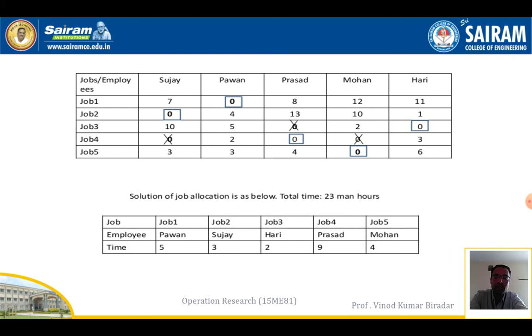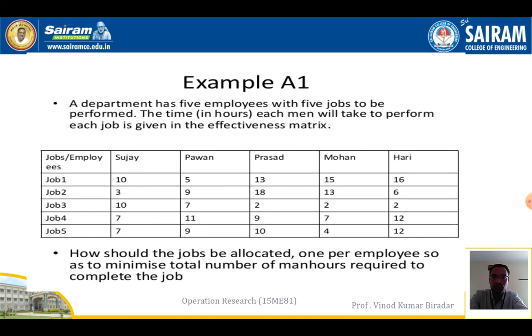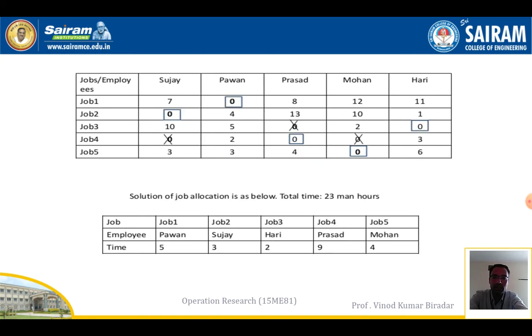After this, the time is given in the given question. For job 1, Pawan's value is 5. If you want to check, check job number 1 in the given question. Here see job number 1 Pawan, the assigned value is 5. Like that you have to write all the values here. So for job number 1, Pawan's time is 5, Sujay's time is 3, Hari's time is 2, Prasad's time is 9, and Mohan's. So this is about assigning each job to each person.